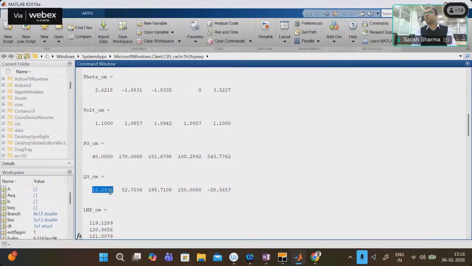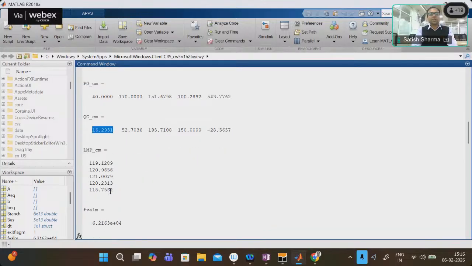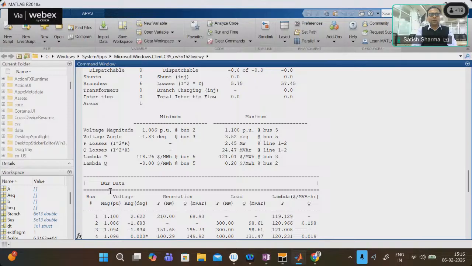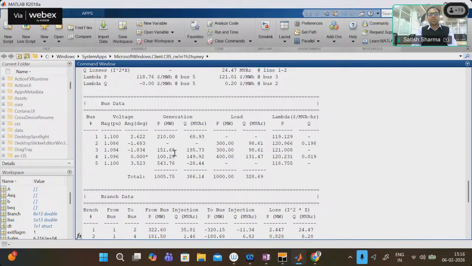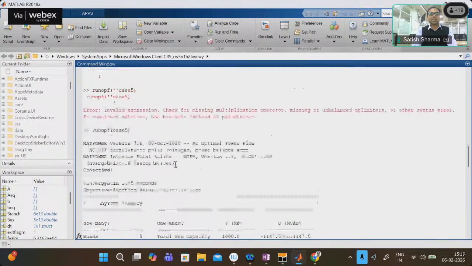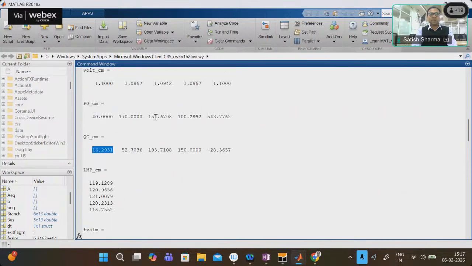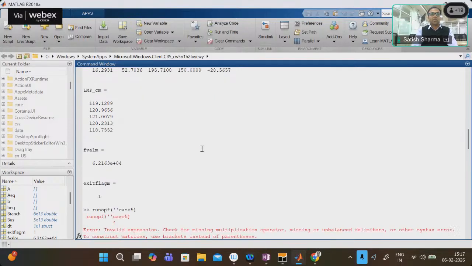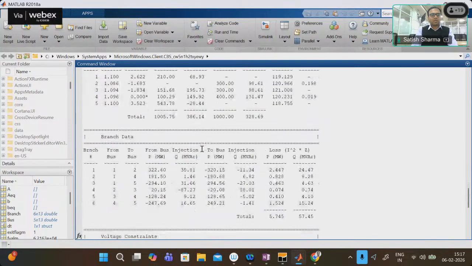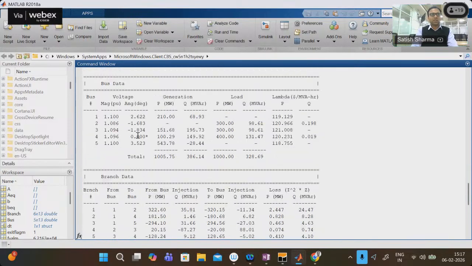So from the reactive power point of view, the solution is different. But apart from that, if you see 151.68, 100.29, and 543.78 are the other generation values, and we are also getting the same values: 151, 100, and 543. Okay, if I look at the angles, it's first and fifth bus angle is 1.1, so we were also getting this.